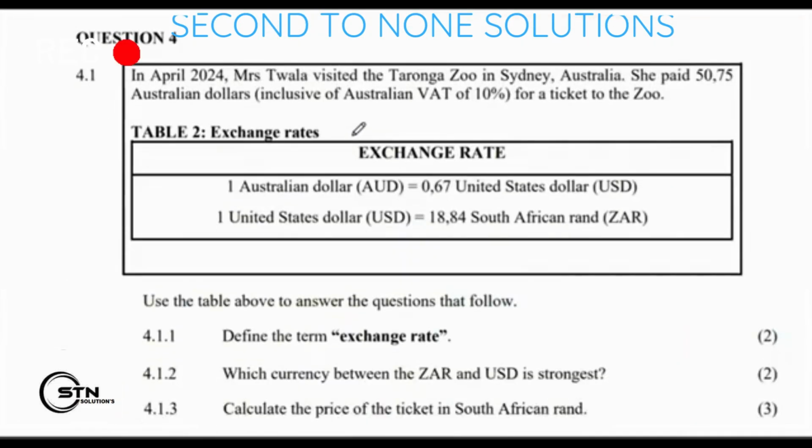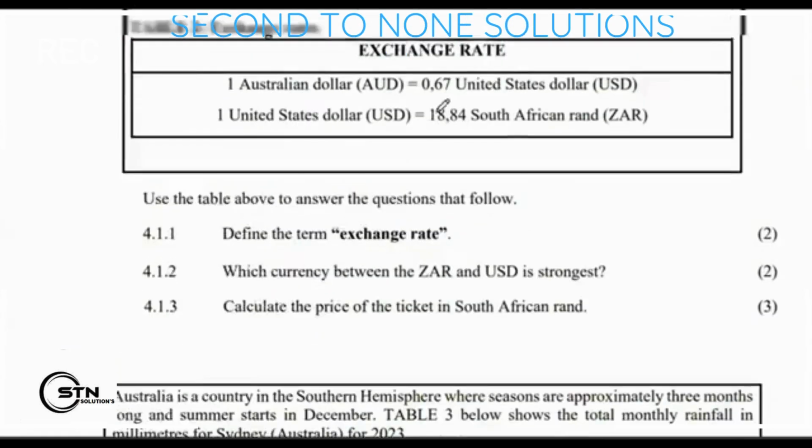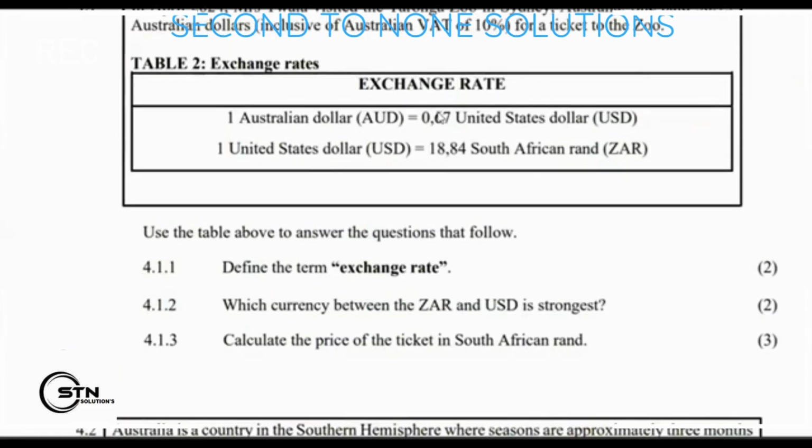In April 2024, Mrs. Twala visited Taronga Zoo in Sydney, Australia. She paid 50,75 Australian dollars, inclusive of Australian VAT, which is 10%, for a ticket to the zoo. These are the exchange rates that we have there. Define the term exchange rate.